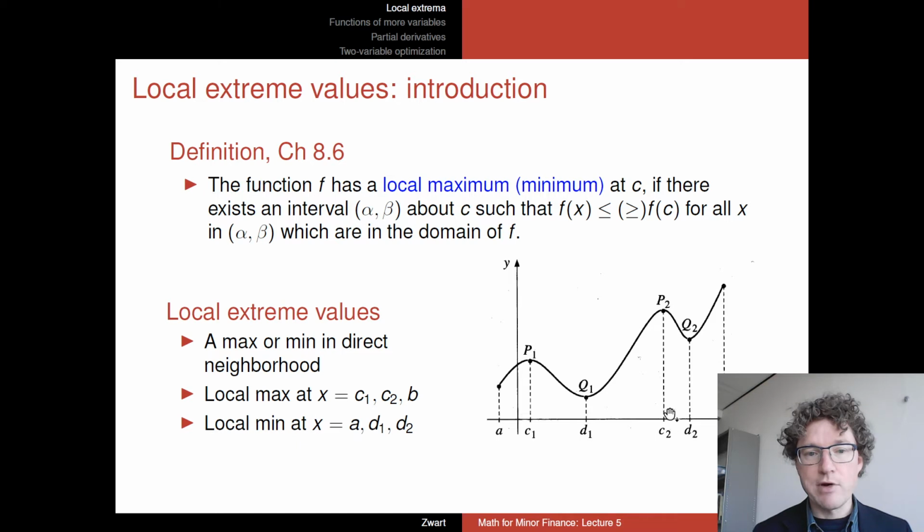And similarly, we have local minima of this function. So you can see at point a, we have a local minimum. At point x equals d1, we have a local minimum, which is actually also the global minimum of this function. So this is the lowest, the actual minimum, if you wish, of this function. And finally, at point d2, we again have a minimum, which is not the global minimum, but it is indeed again a local minimum of this function.